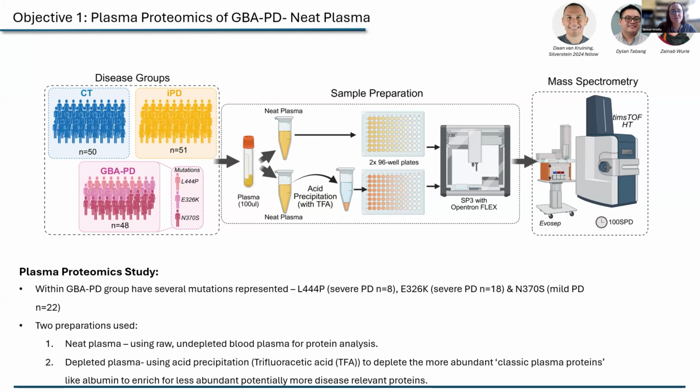For these samples, we received 50 controls, 51 IPD, and 48 GBA PD samples. And within this, 3 of the mutations were represented. For L44P, we had 8 samples. For E326K, we had 18 samples. And for the mutation N370S, we had 22 samples.